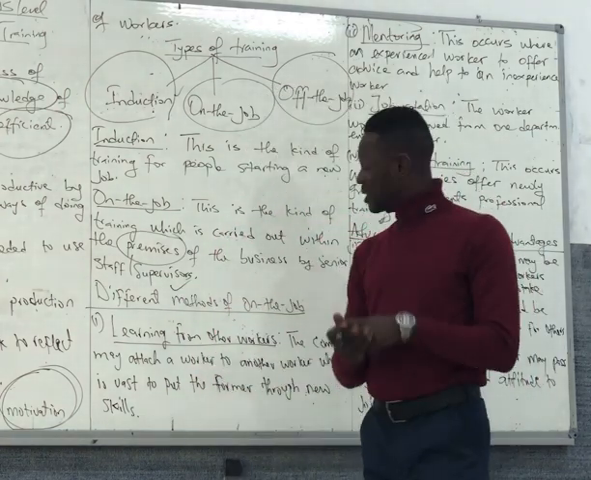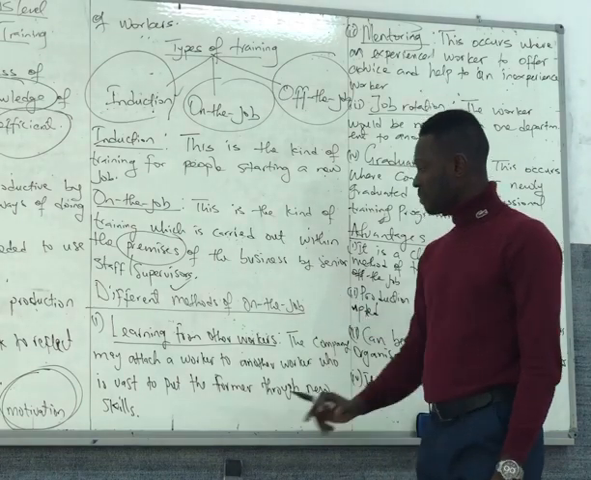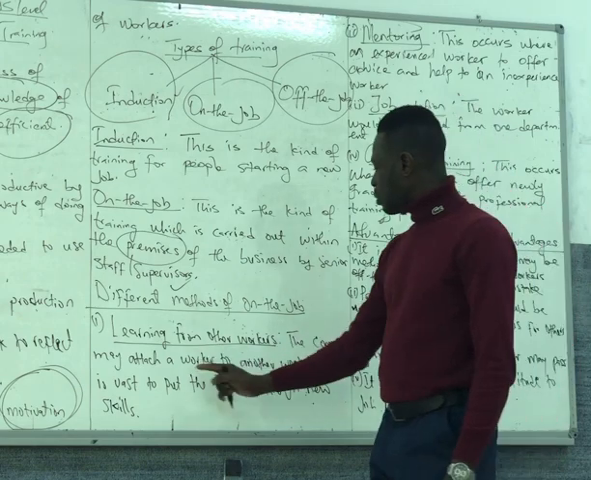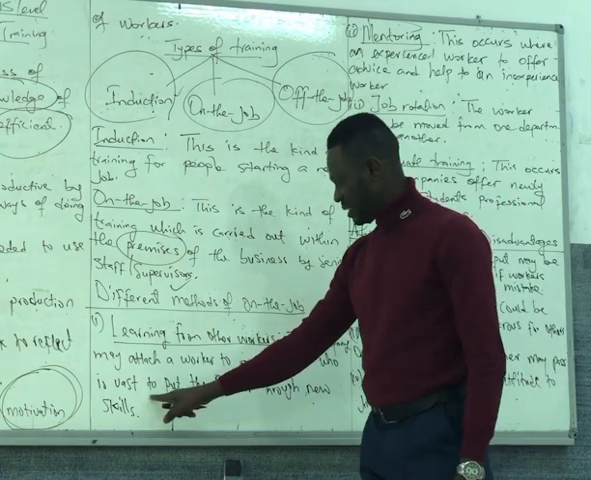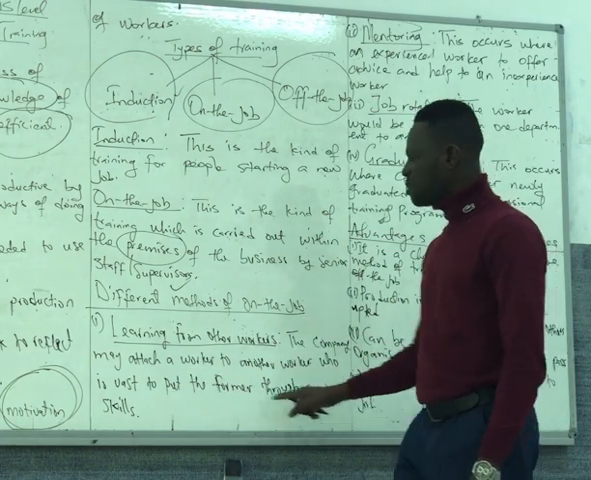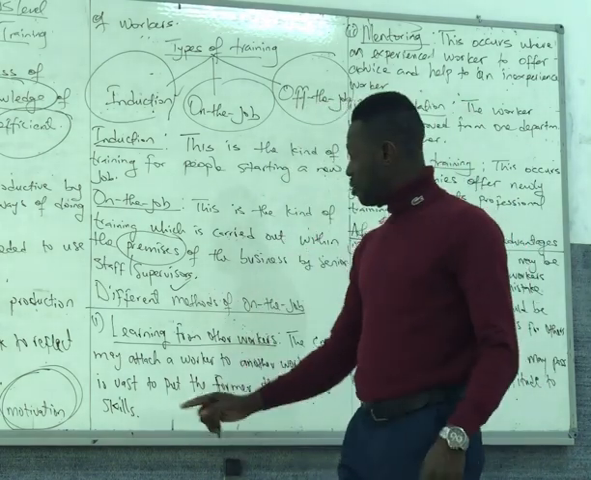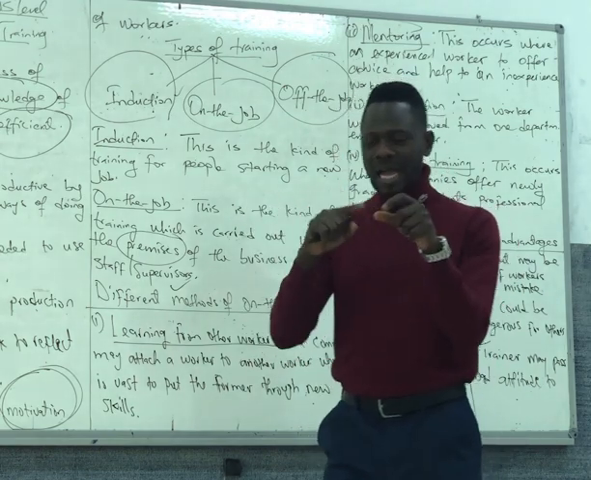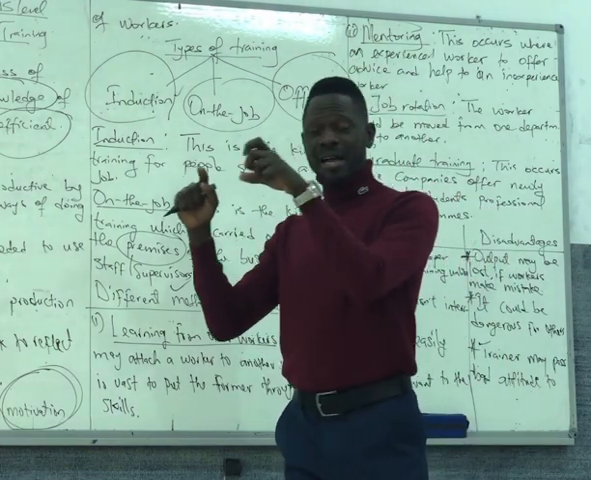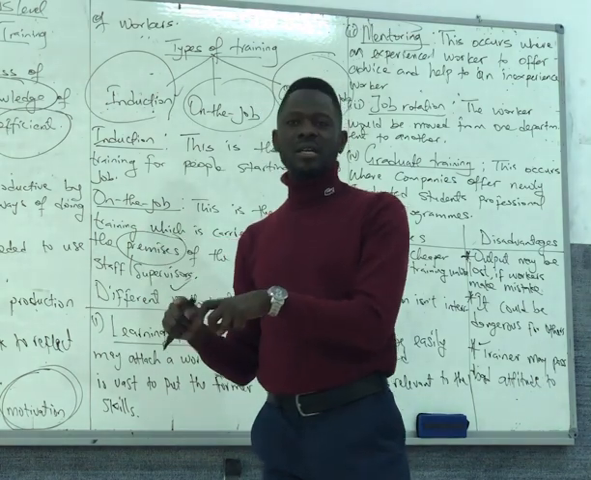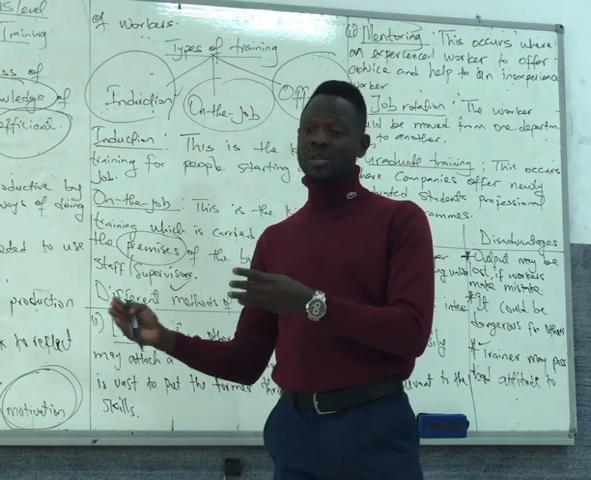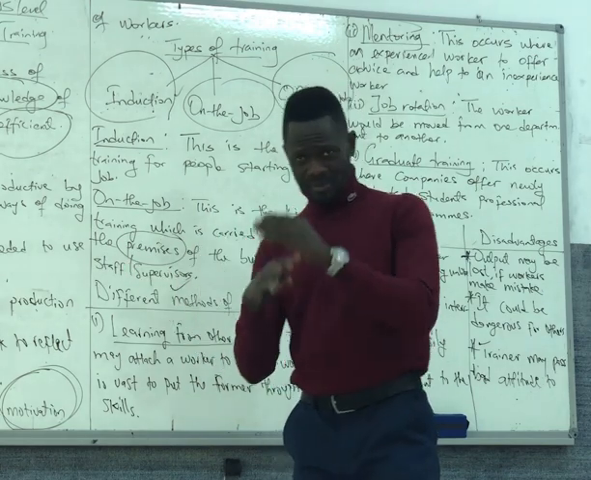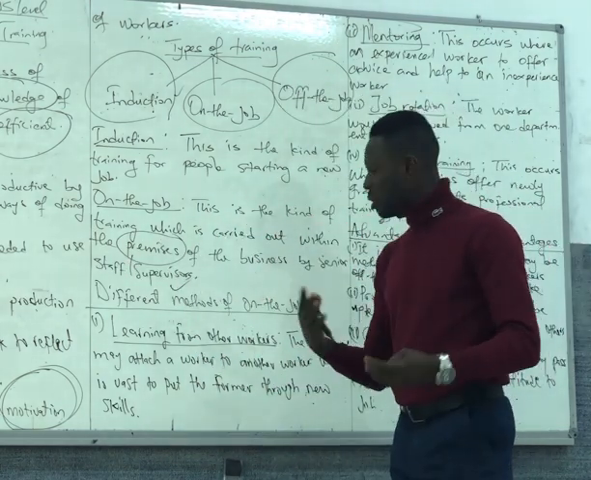So look at the different methods of on-the-job training we have. One, learning from other workers. The company may attach a worker to another worker who is vast to put the former through new skills. So it could be through learning from other workers. The business or the company would attach you to a vast experienced worker, which you just have to sit side by side with, to put you through the working method, then you can do it on your own.